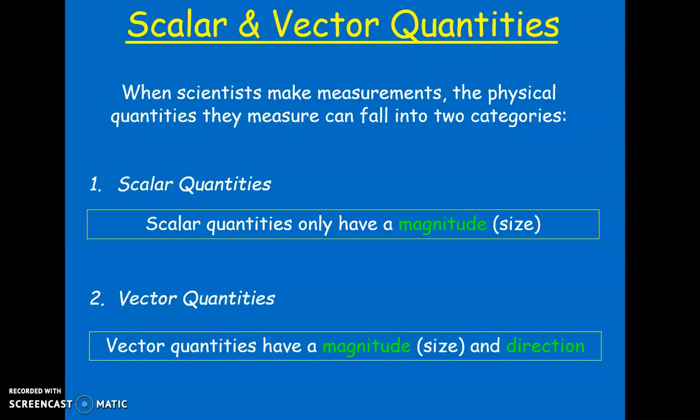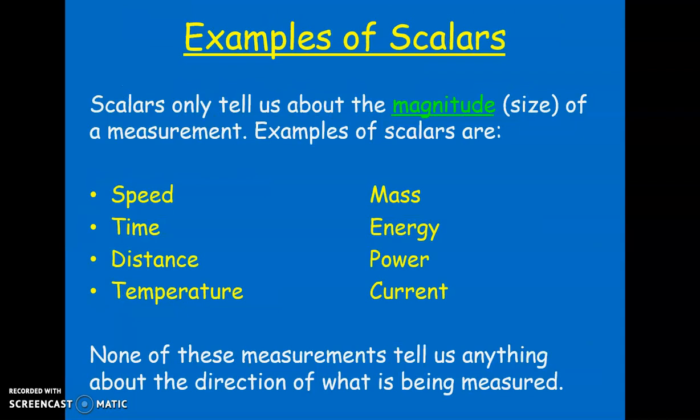So scalar quantities only have magnitude. They only have an amount or a size. Vector quantities have both the size, magnitude, and the direction. So let's start with scalar quantities. Remember, they tell us only about the magnitude.